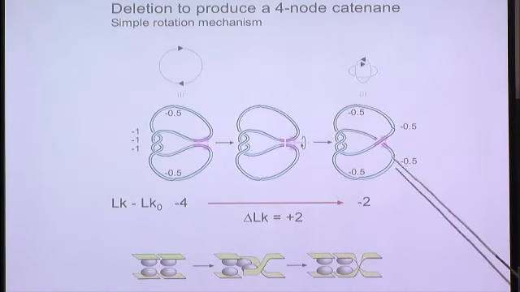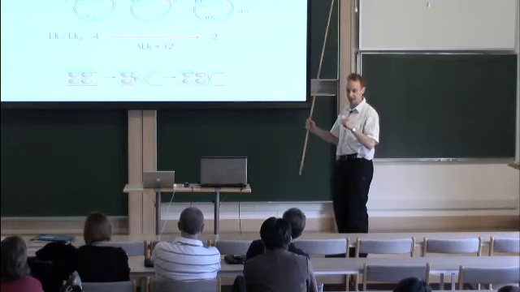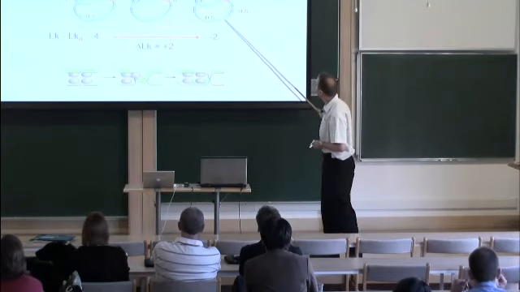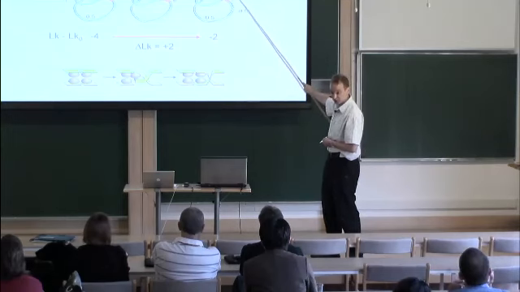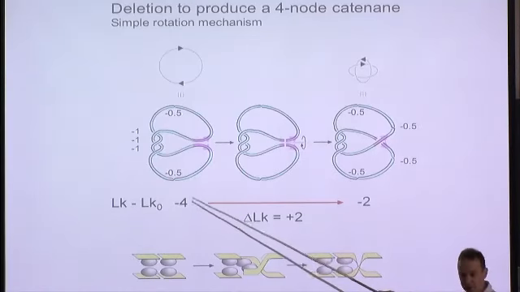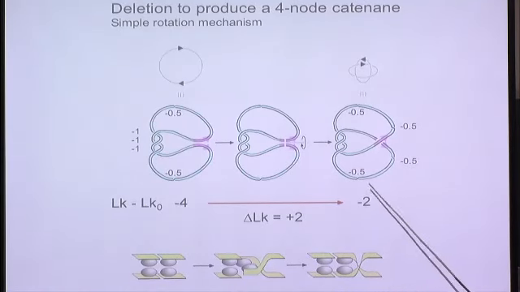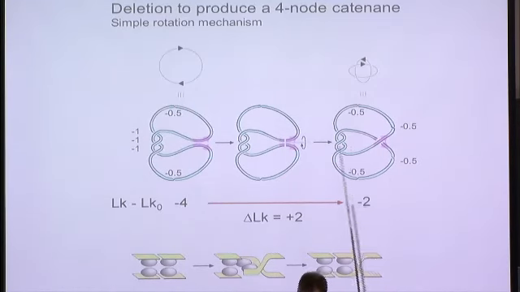And what you have to imagine doing is cutting one of these circles away and looking at the linkage left in the other circle. And if you do that, you find that this one has -1 and this one has -1 supercoil. So we go from our original substrate that had -4 supercoils in it to a product that, if you add up the linkage in the two circles, adds up to -2, so the linkage change is plus 2.